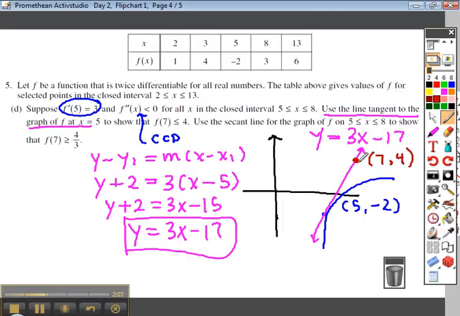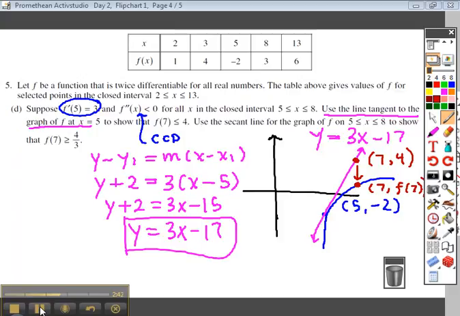So notice the tangent line is 4, but what we know about the function, because it's concave down, is that f of 7 must be less than 4. So the argument you would make is because the value of the tangent line at 7 is 4, and because the function is concave down, the actual value has to be below the tangent line, or the tangent line has to be above the function. So if the actual value is below the tangent line, it has to be below 4. And you'd have to write that out into words.